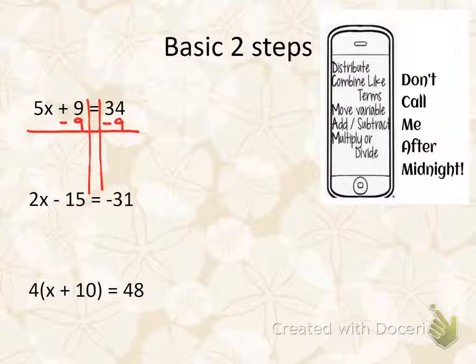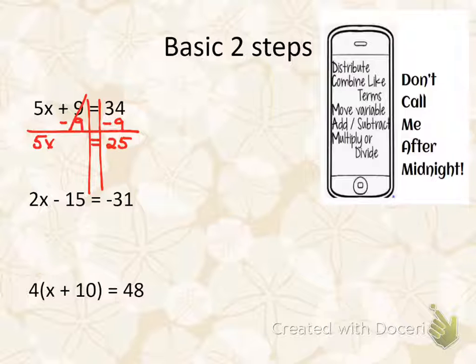So what's left on the left-hand side is 5x. And then we have plus 9 minus 9. That's gone. Equals, and then we have our math part. 34 minus 9. What is that? 25. Now we're not finished, because x is not by itself.